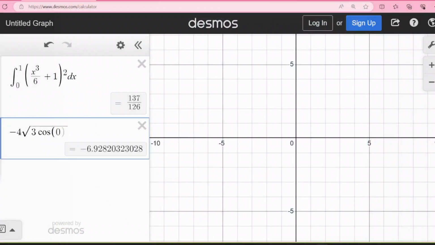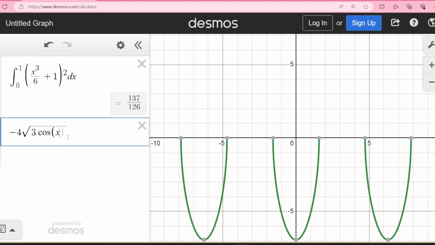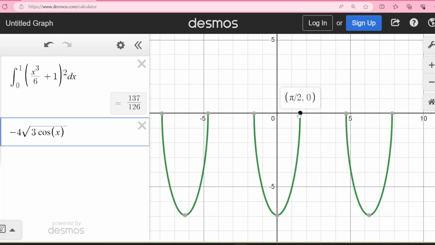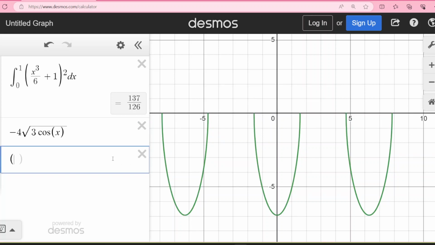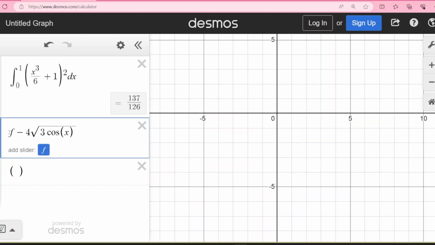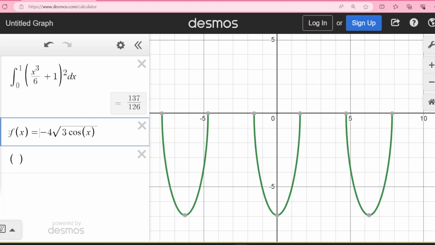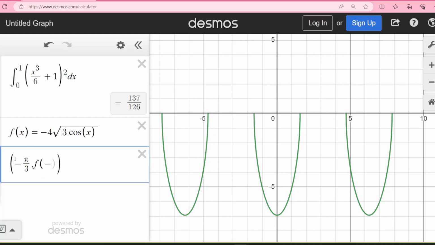Let's actually double check that. I just want to absolutely verify this. Well, let me just plug in there. So when I go from, well, there's pi/2 here, -pi/2. So from -pi/3, let me call this f, and then I can just do dot points here, right? -pi/3, comma, and then f of -pi/3.